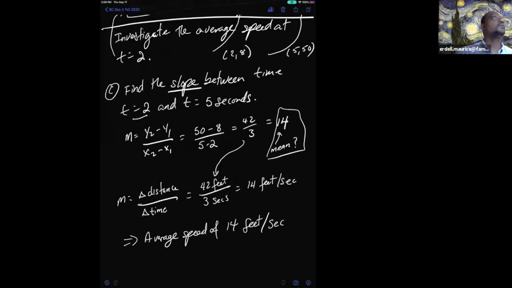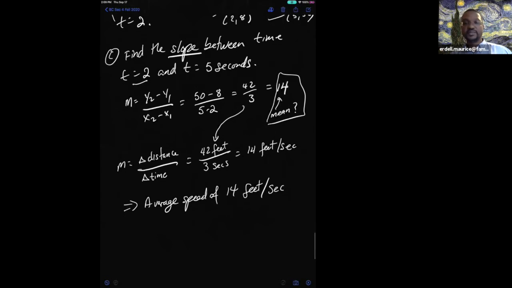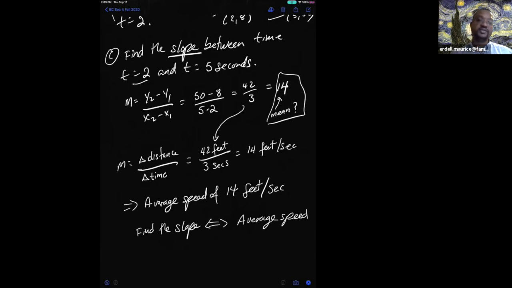Questions there? I say all of this to simply state that when I ask you to find the slope, I am automatically, at the same time, asking you to find the average speed. It's what we call a 2-for-1, right? You do one, you get the other one automatically. Any questions there?